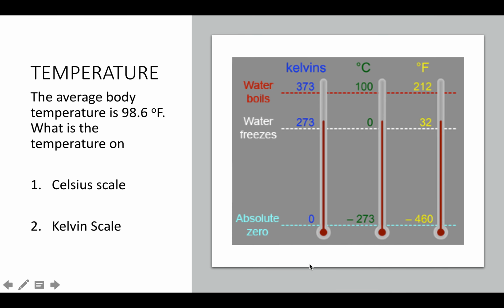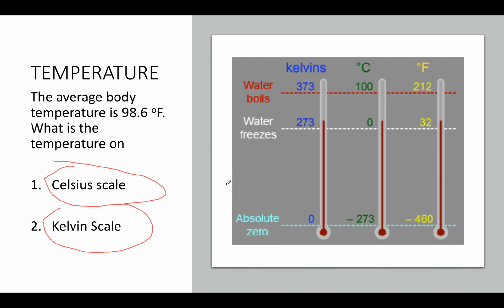Next one, temperature. It says the average body temperature is 98.6 Fahrenheit. What is the temperature on a Celsius scale, and what is the temperature on a Kelvin scale? So you're given 98.6 Fahrenheit as the average human body temperature. What is the temperature in Celsius, and what is the temperature in Kelvin? That's basically what it's asking you. And this is fairly simple.